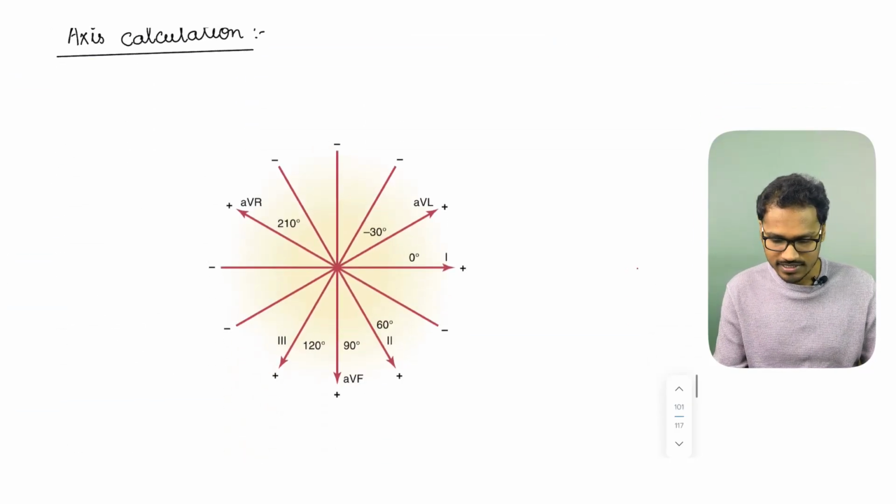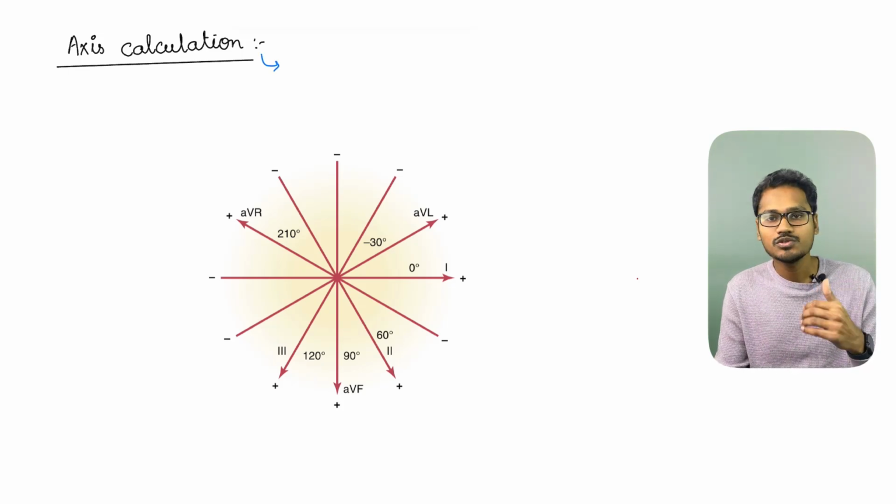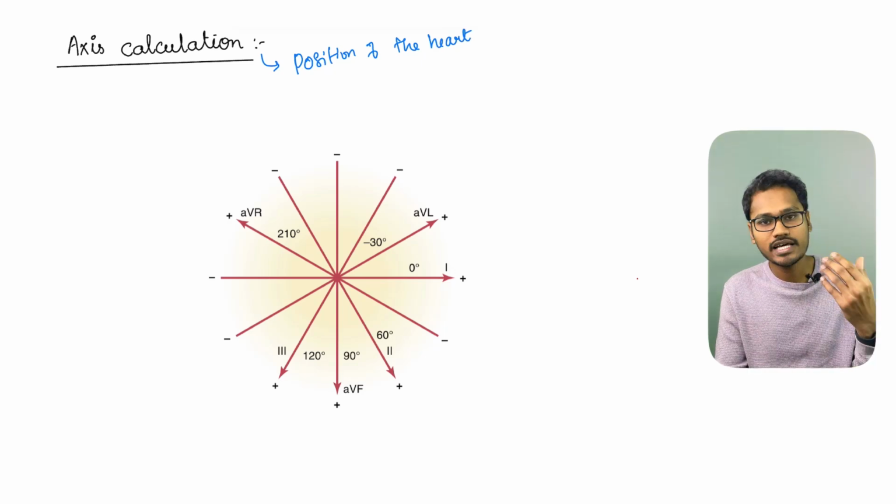So first, axis calculation. What do you understand by axis calculation? This will help us to determine the position of the heart. So this is going to tell us about the position of the heart, and depending upon the position of the heart, some of the diagnoses can be made.